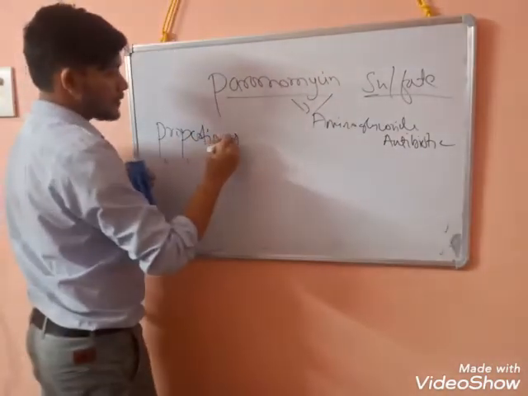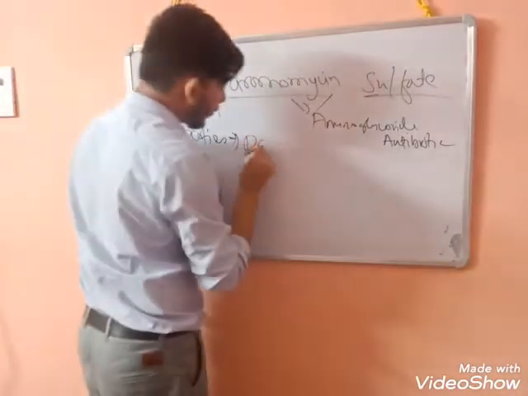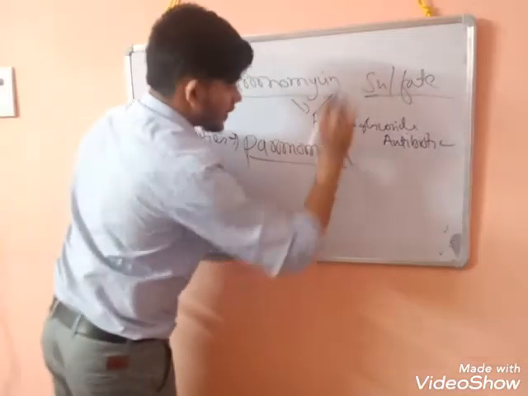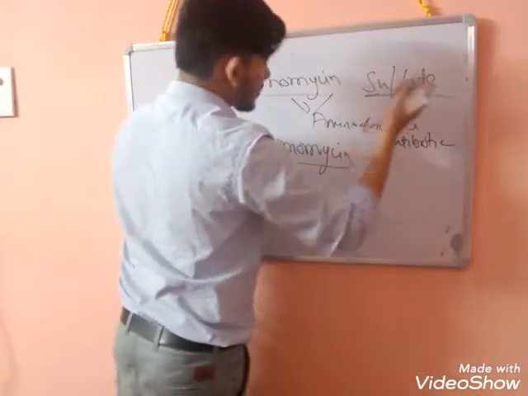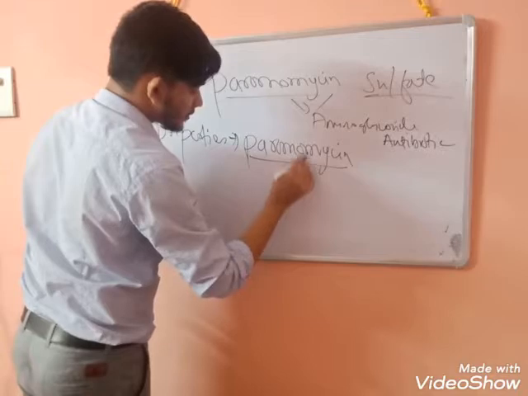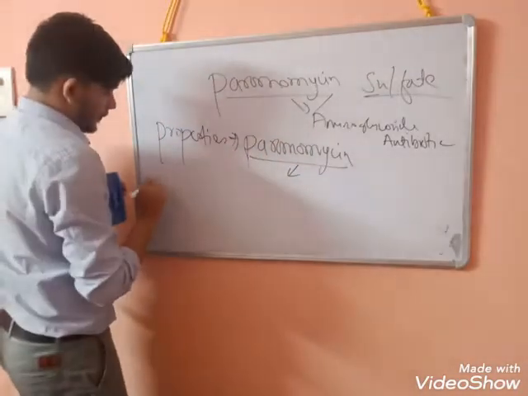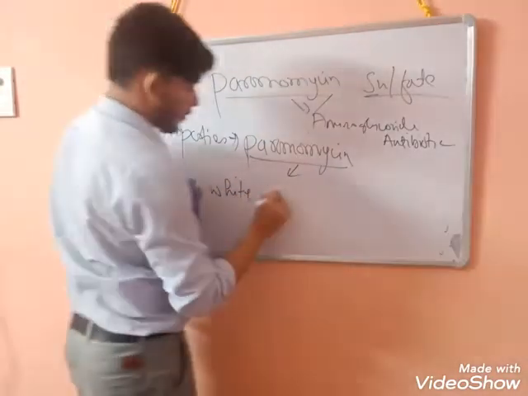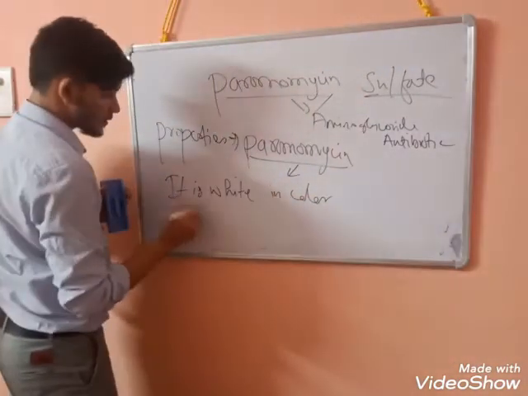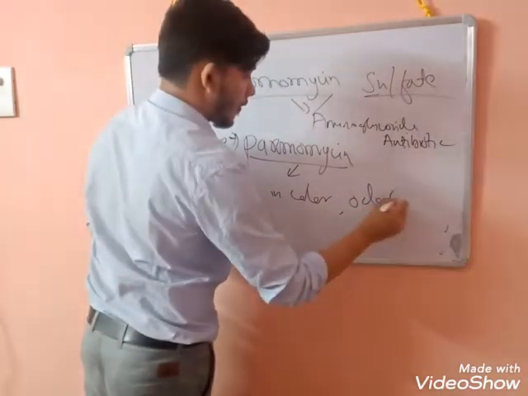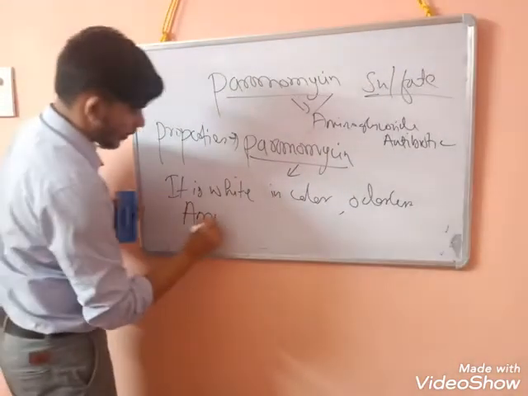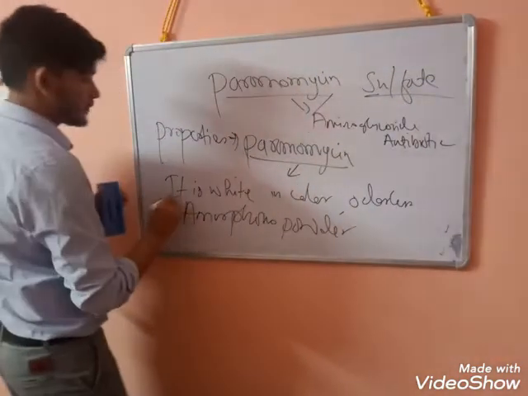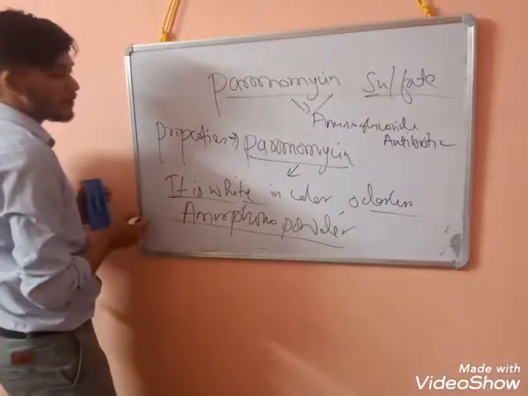We will study the properties in two segments. First only for paromomycin, and next we will study the paromomycin sulphate. So first let us start with paromomycin. It is white in color, odorless, amorphous powder.